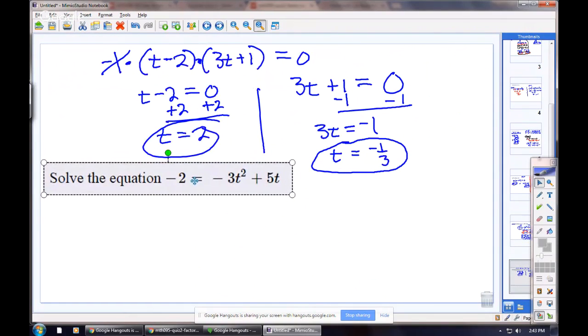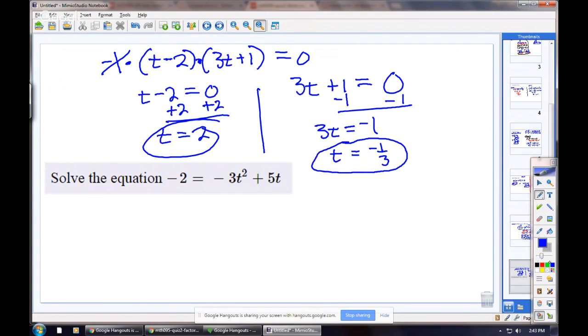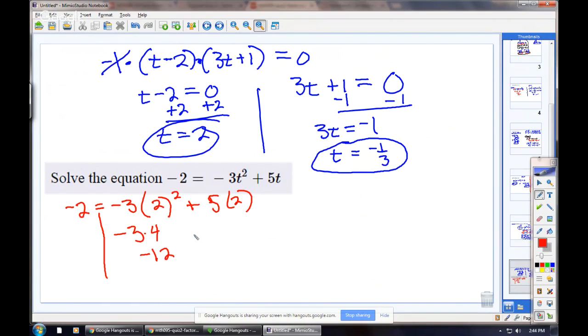So I think I have solutions to that right there. So let's check. So to check this, let's switch maybe red. -2 equals, and then I start throwing some parentheses in instead of a t. So -3 parentheses, let's check the 2 first. And then we have 5 times 2. And there's really not much to do on the left side. I just have a -2. The right side does work. So 2 squared is 4. 4 times -3 is -12. And then 5 times 2 is 10. -12 and 10. Yeah, it's -2. We did it. Check the other one.